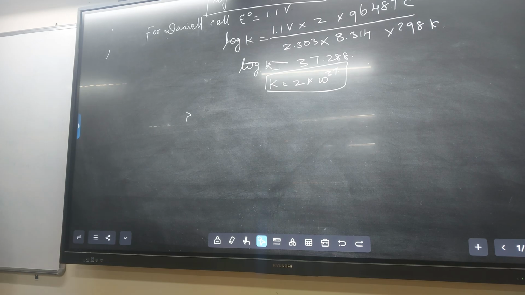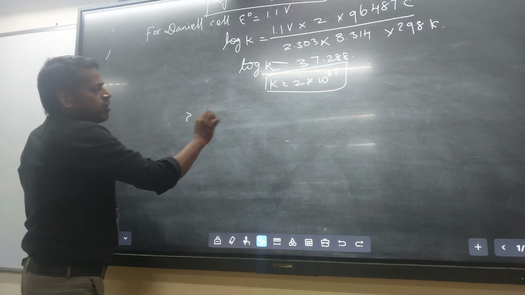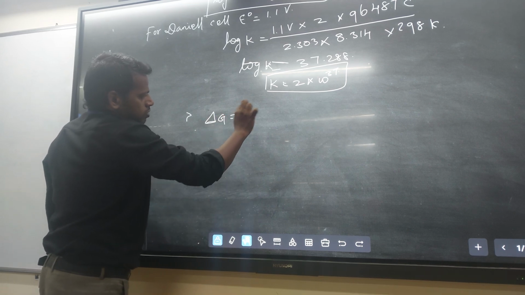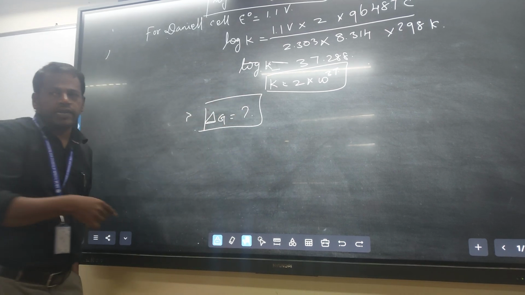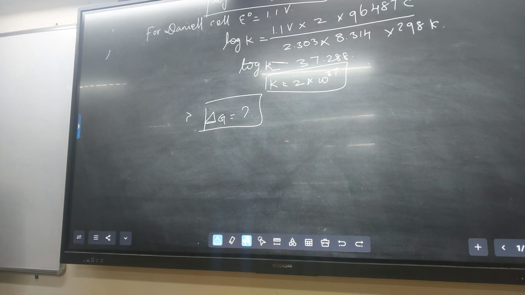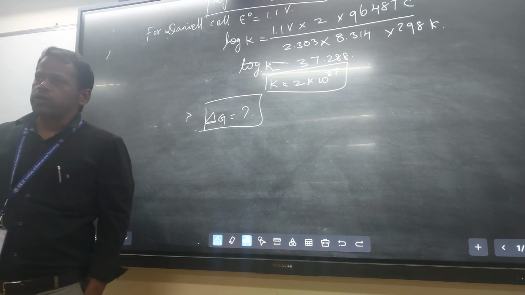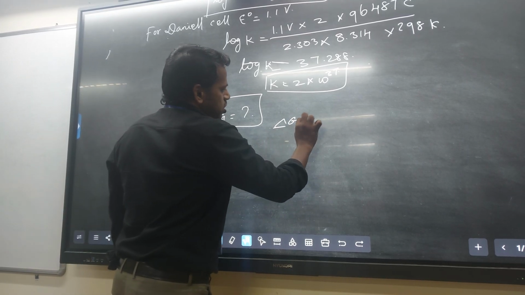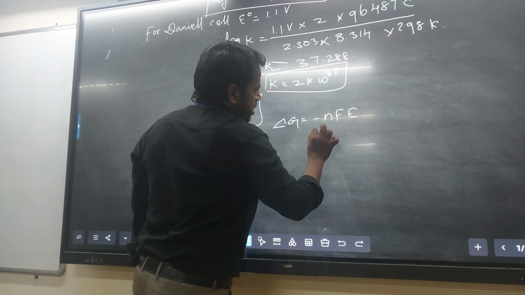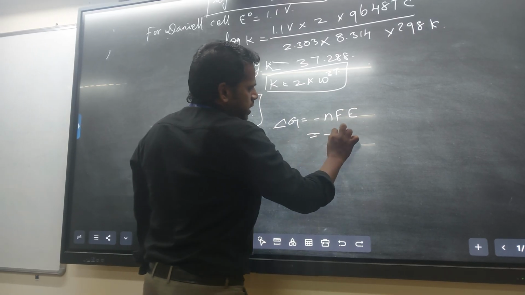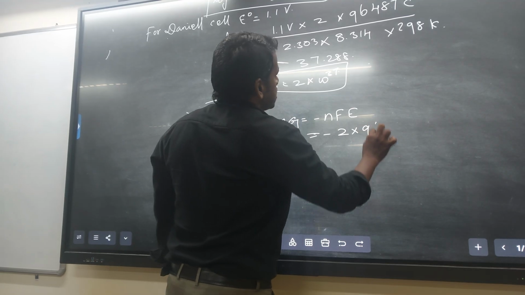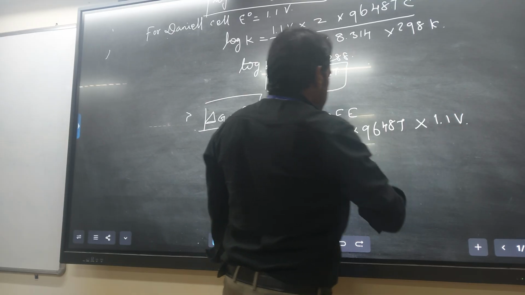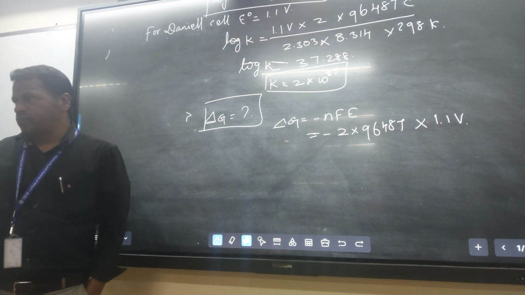The same you can use for the Daniel cell. What is delta G? Please find the delta G for this Daniel cell. What is the formula for delta G? Delta G equals minus nFE. Here E is given, minus n is 2 and F value is 96,487 and E value is 1.1 volt. Just multiply and you find the delta G.